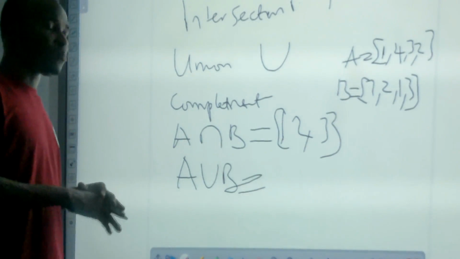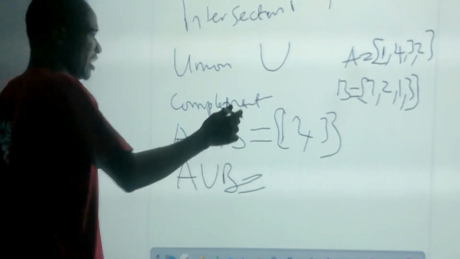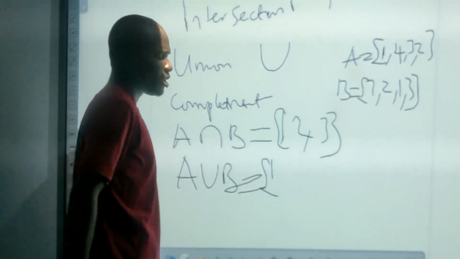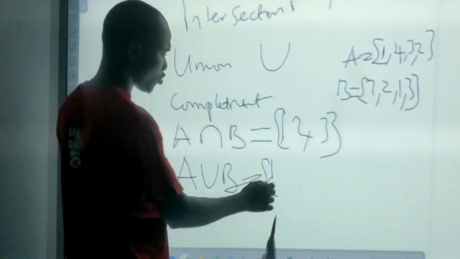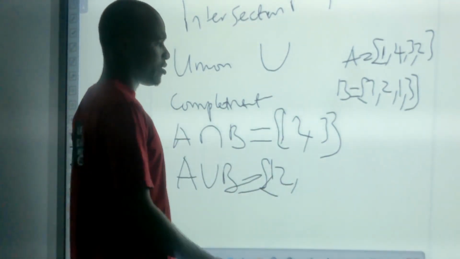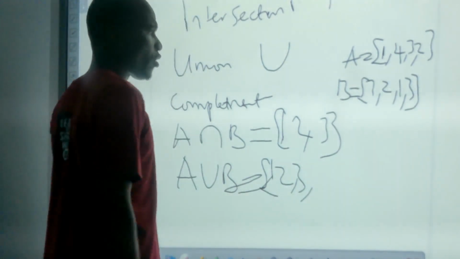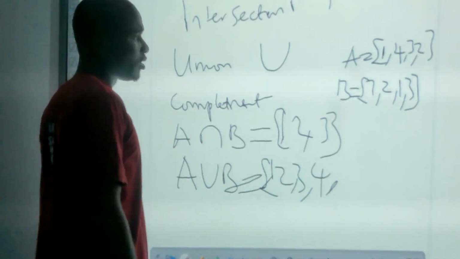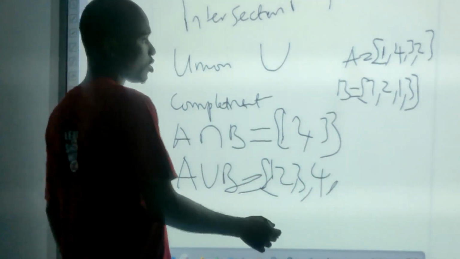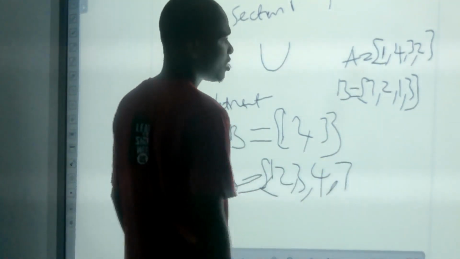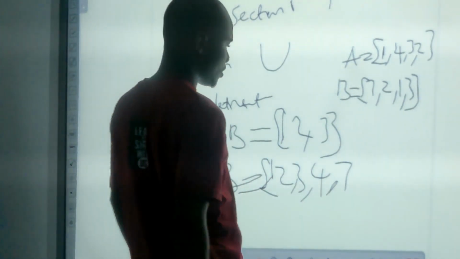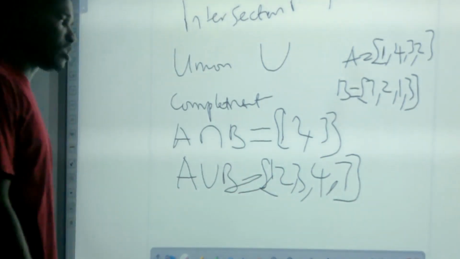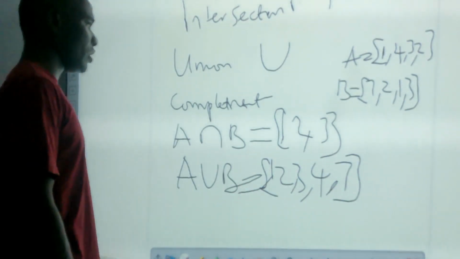So you can combine all the elements. Does 1 exist? Yes, 1 is one of them. Does 2 exist in any of them? Yes. Does 3? Yes. Does 4? Yes, 4 exists in A, so it's part of the union. Does 5 exist? No. 6? No. 7? Yes, 7 exists. 8? No. 9? No. 10? No. So this is the union. So A union B is this. What is now complement?